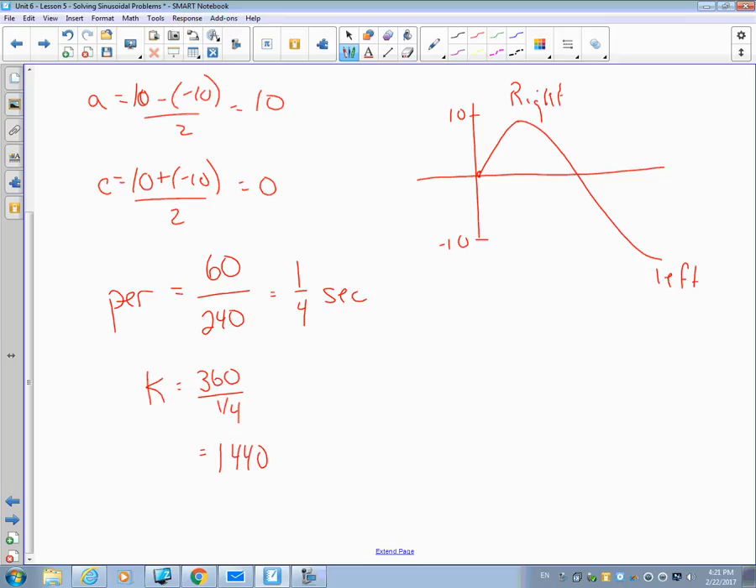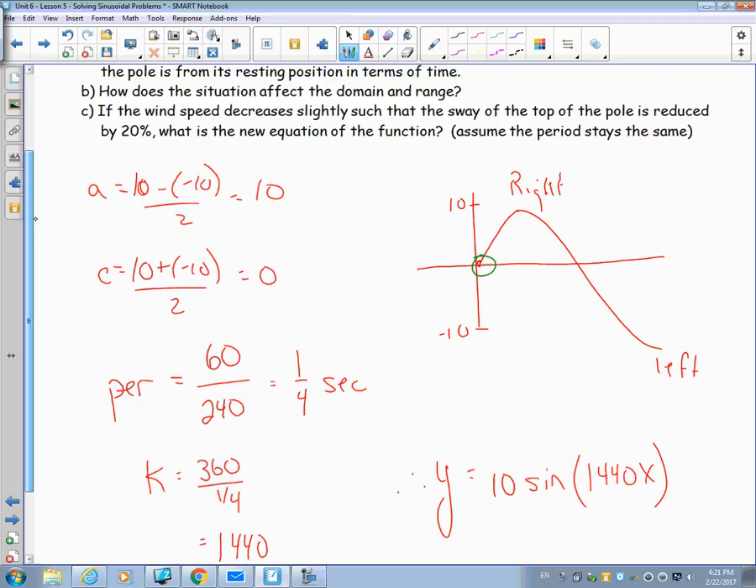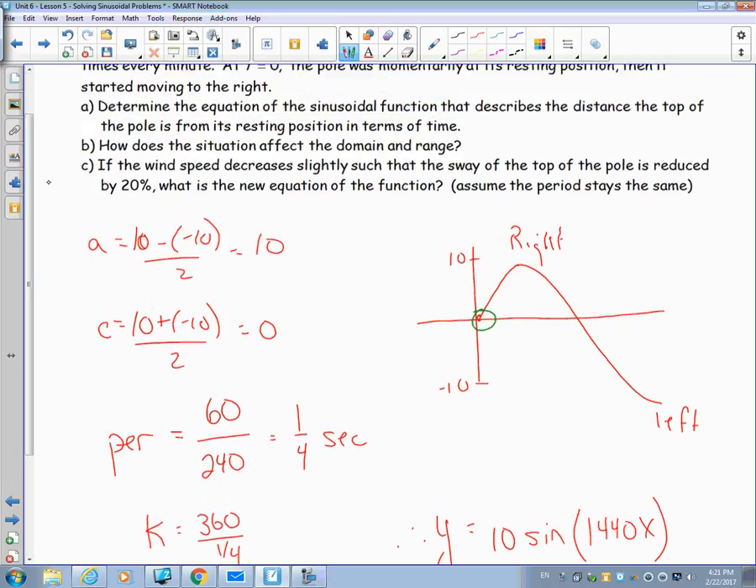Okay, make my equation. I'm looking at my picture. My A value is 10. I think this looks like a perfect sine curve. It's starting on the central axis. So we haven't used it in a while, but sine makes sense here. My K value is 1440. I have no translation left or right because I'm on the central axis where I'm starting. So I can put the x in there. And my C value is also 0, so there's our function. Done, that's it.